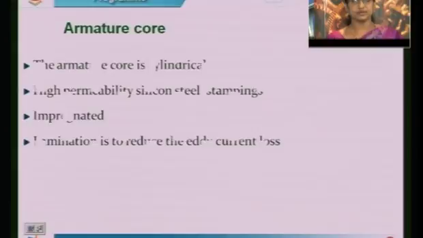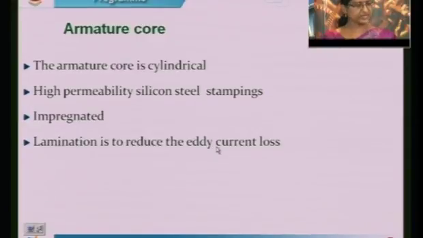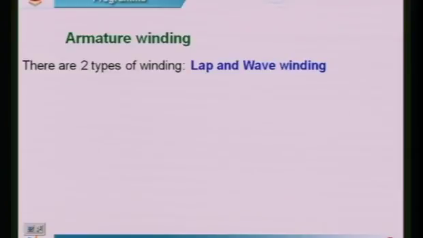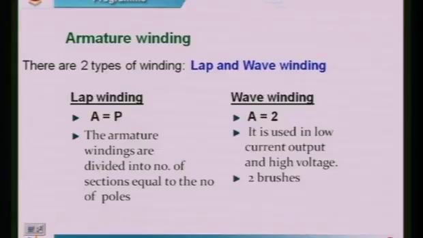Then you have this armature core. As I already showed, the armature core is cylindrical. It is made of high permeability silicon steel stampings. So, that is what I showed here, and then it is impregnated. It is laminated to reduce eddy current loss. Then armature winding, I already told you there are two types. One is called lap winding, another one is called wave winding. I will explain to you how exactly you are considering lap winding and wave winding.